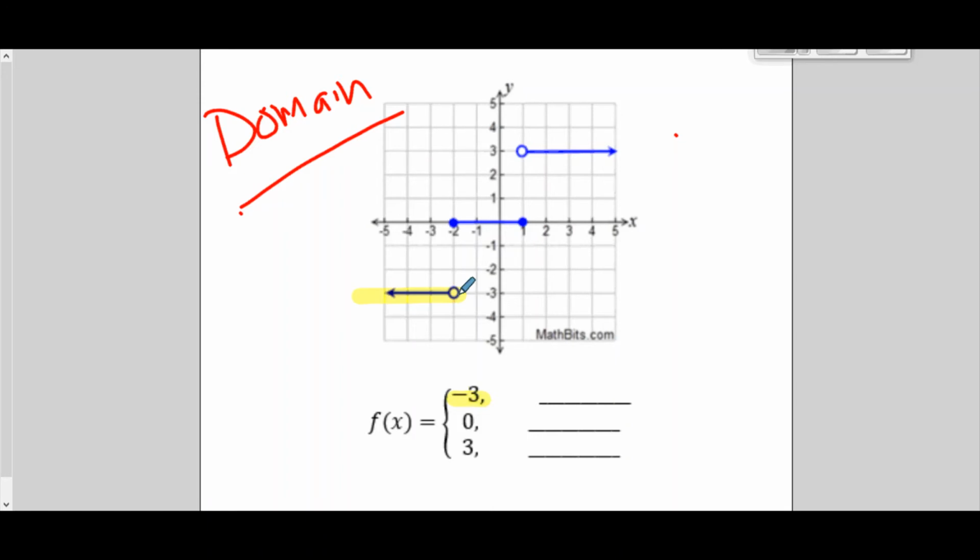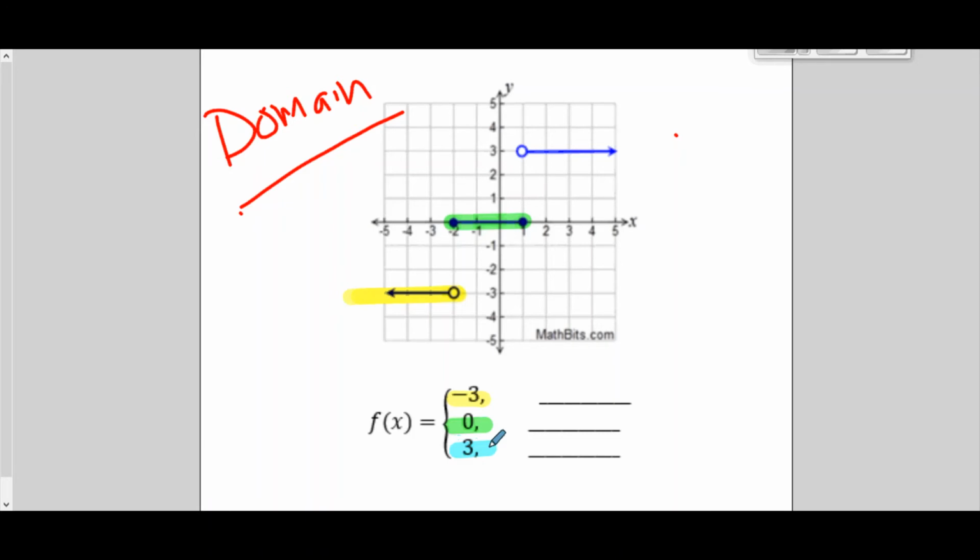Notice it goes from -infinity, so it starts over here at the left, and it stops over here at an x value of -2. So this is the first piece of my function. The second piece of my function, f of x equals 0. So f of x equals 0 means y equals 0. So that's this green piece. Notice it starts at -2 and it stops at 1, and I have closed circles at both of those values.